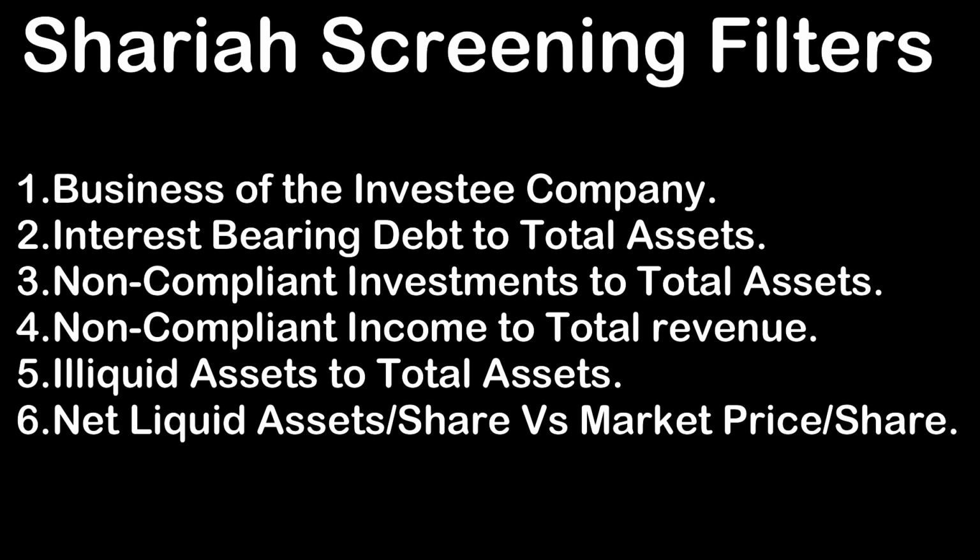We have 6 types of Sharia screening filters. Number 1, business of the investee company. Number 2, interest-bearing debt to total assets. Number 3, non-compliant investments to total assets. Number 4, non-compliant income to total revenue. Number 5, illiquid assets to total assets. Number 6, net liquid assets per share versus market price per share. Now let's discuss all the Sharia screening filters, one by one.